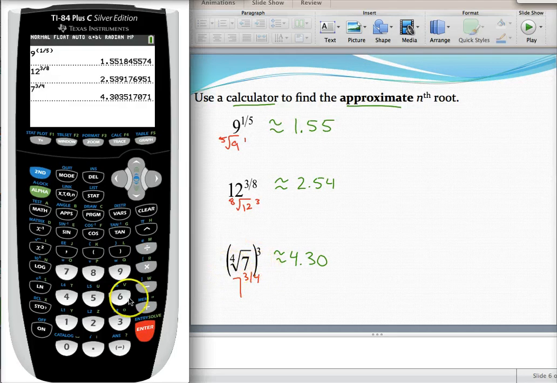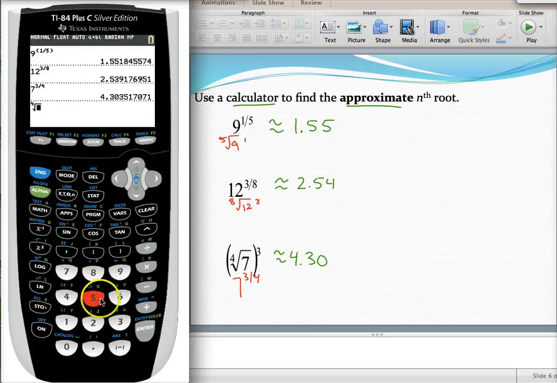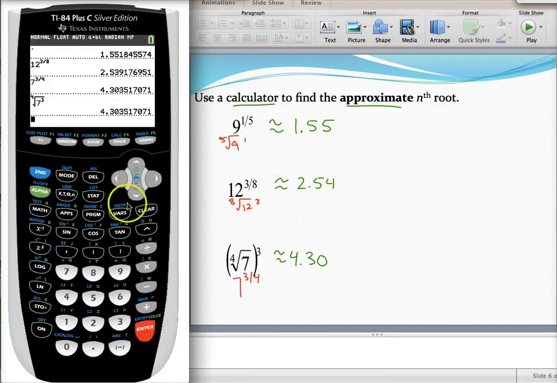So for example, I'm going to type in the 4, and then using the math menu, type in option 5 to get the 4th root. We looked at that in the last video. So the 4th root of 7, and then I want to raise that to the 3rd power, so I moved my cursor out of there so I wasn't underneath the square root or the 4th root. And I can see that I get the same thing.